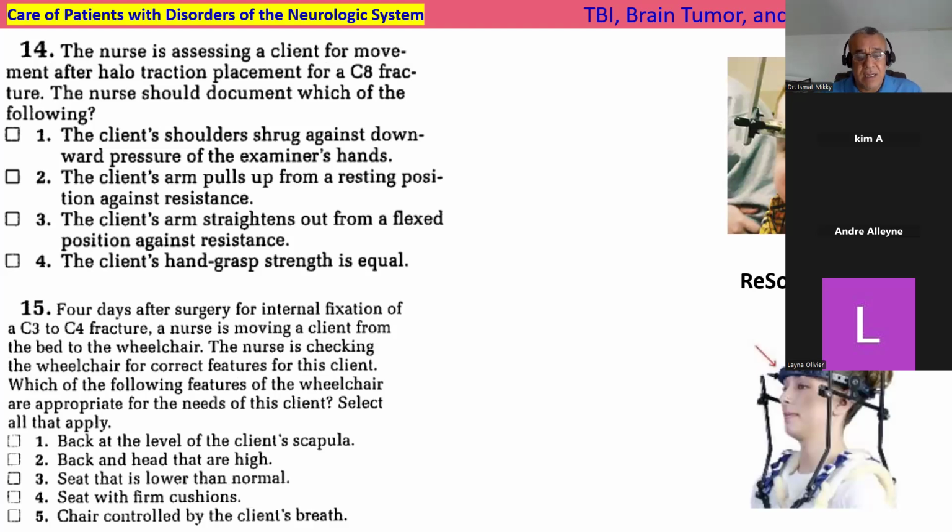So the nurse is assessing a client for movement after halo traction placement. These are two examples of the halo tractions with different brand names or different vendor names. They are placed for a C8 traction, and so you would document which of the following for this patient.